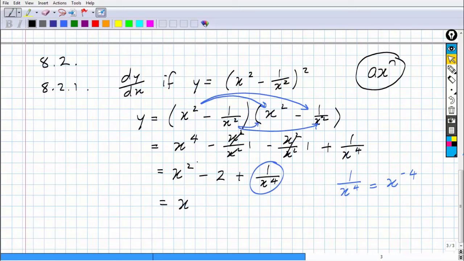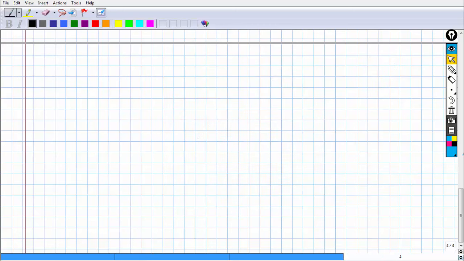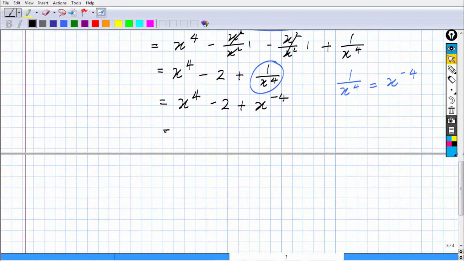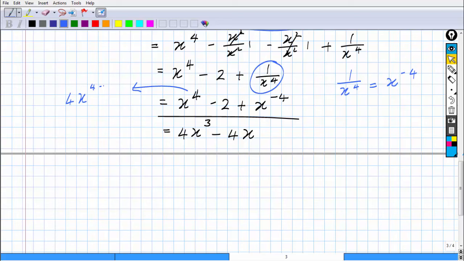So we have x, sorry, this isn't x squared. This is x to the power of 4. So x to the 4 minus 2 plus x to the power of negative 4. And that is exactly how we want it. So we can go about deriving that. We derive that, and it simply derives to 4x to the power of 3. That 2 disappears, minus 4x, and here, for this top one, we said 4x, 4 minus 1. But this one, we're going to have to say negative 4x, negative 4 minus 1. So it actually becomes negative 5.